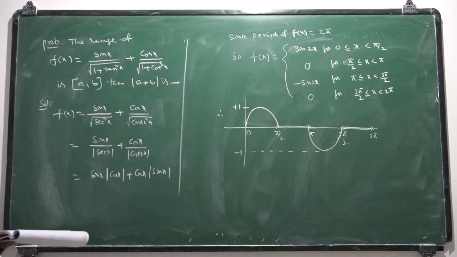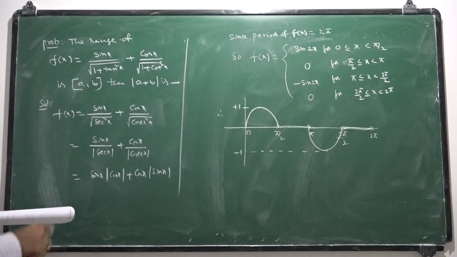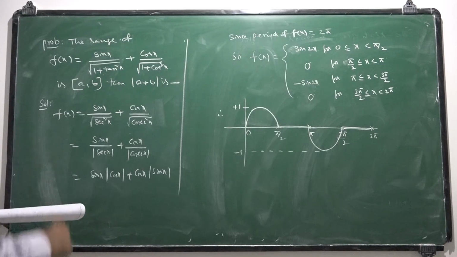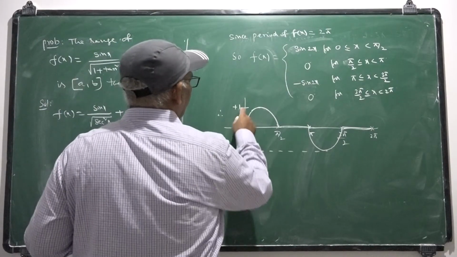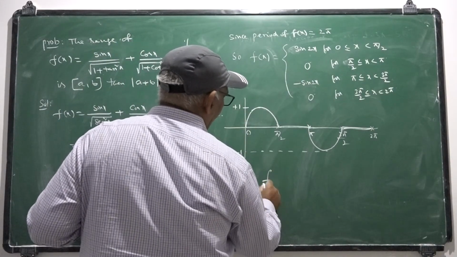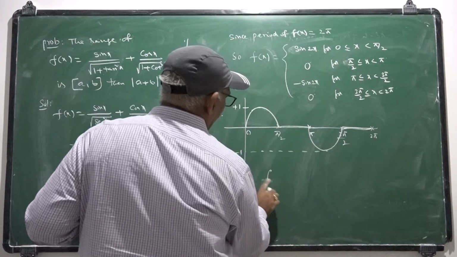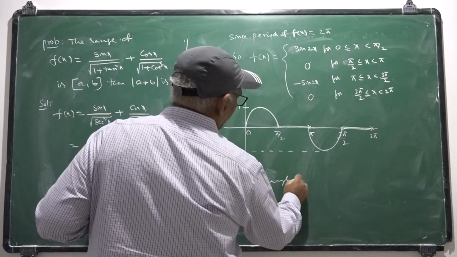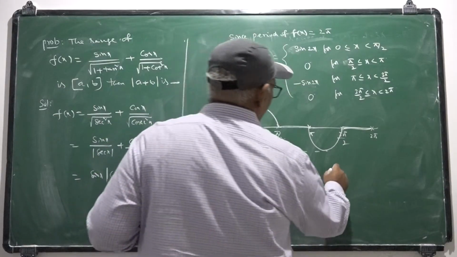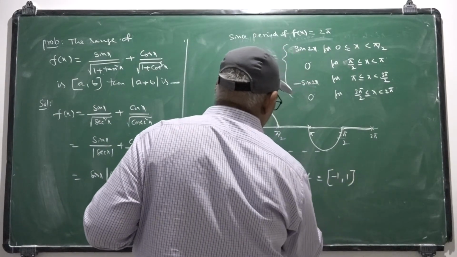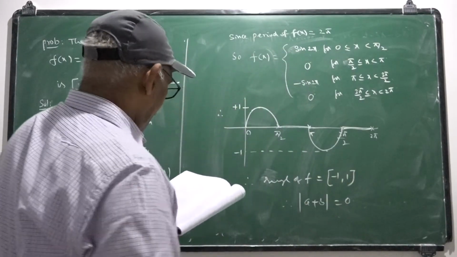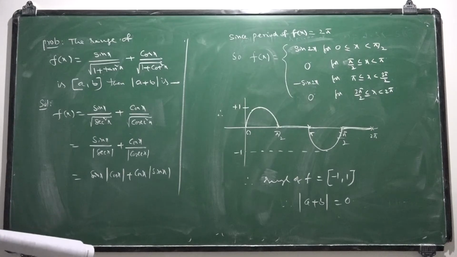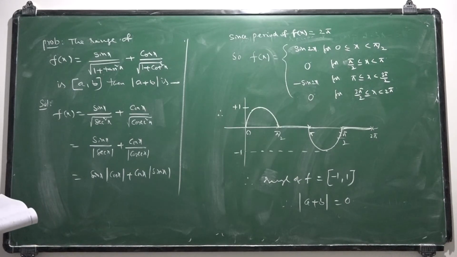Okay. The graph of the function varies between minus 1 and 1. So the range is minus 1 to 1 itself. Range of f is the closed interval [-1, 1]. So modulus of a plus b is 0 itself. Very good.